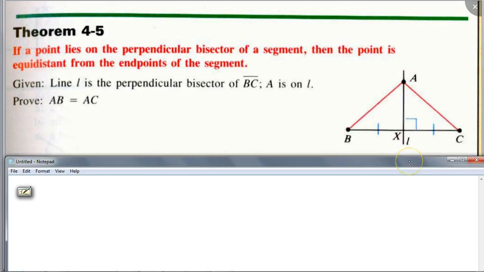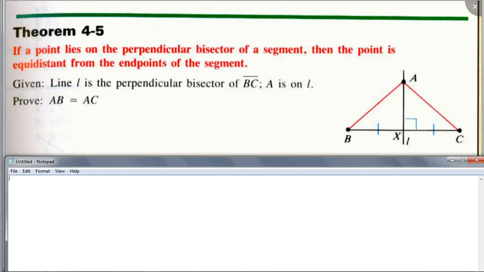Here's a picture. Can somebody explain to us what this theorem is saying? If a point lies on the perpendicular bisector of a segment, then the point is equidistant from the endpoints of the segment. You guys remember what equidistance means? Yeah. Equal distance. It's the distance that is the same from point B and C.